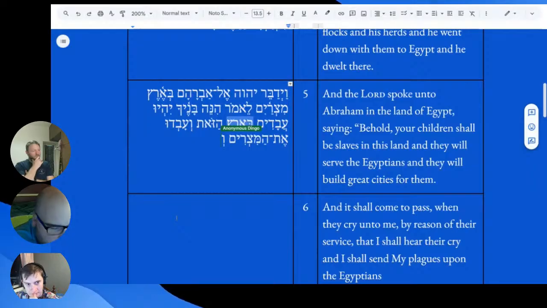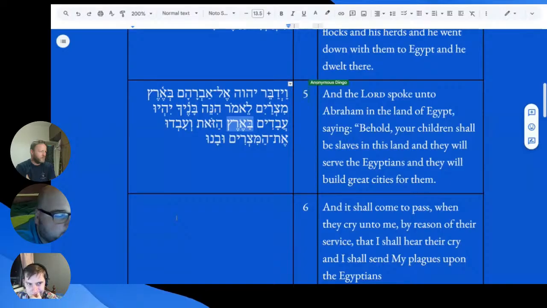Okay, and then the qatal, and they will serve. From Eved, Avad, served. The Abduat Mitzrayim. I know it says the Egyptians, but normally the Egyptians is from Mitzrayim instead of HaMitzrayim. Like in the biblical text, it says they will serve Egypt, and they translate it as they will serve the Egyptians.